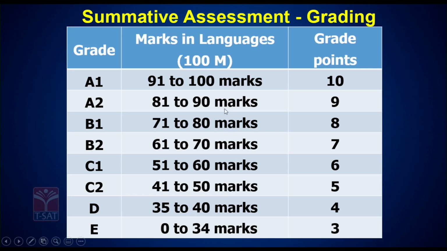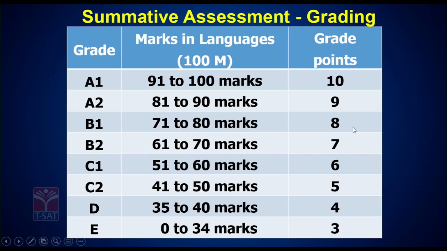If a child scores marks between 91 and 100, he will get A1, and if he scores between 81 and 90, he will get A2. If the child scores between 71 and 80, it will be B1, from 61 to 70 B2, from 51 to 60 C1, 41 to 50 C2, between 35 and 40 D, and below 34 is E, or fail.